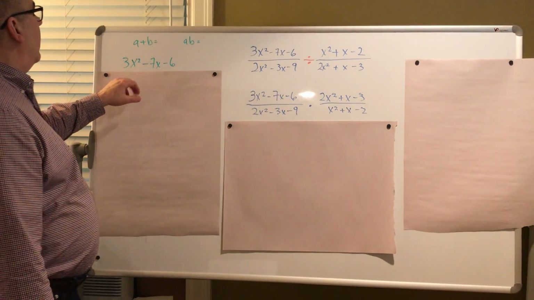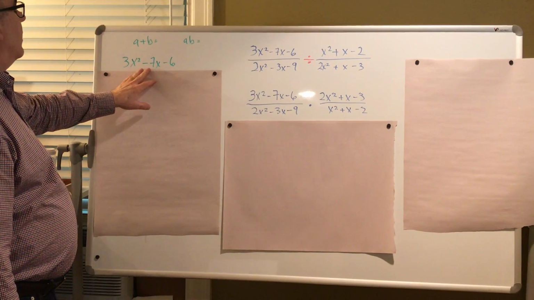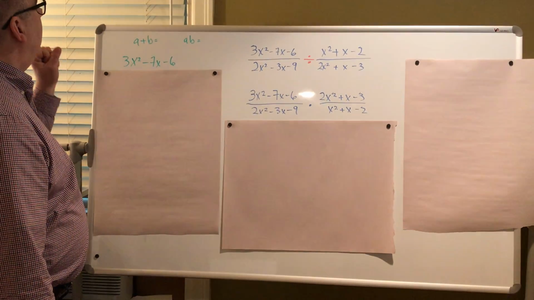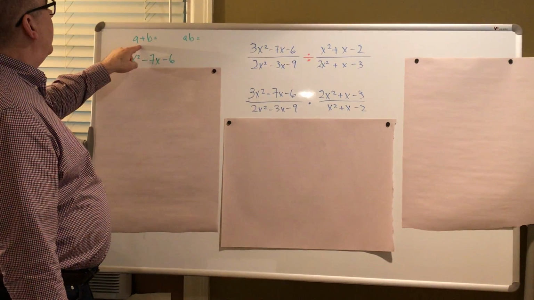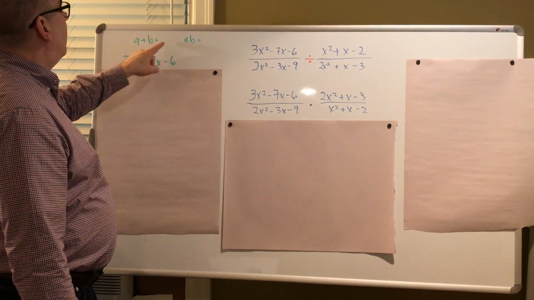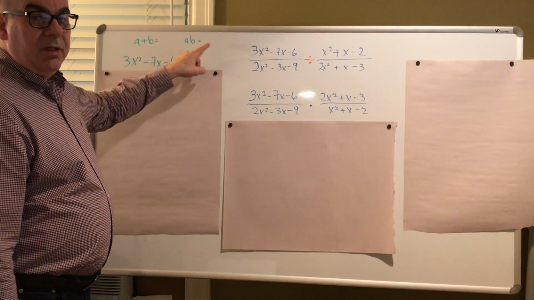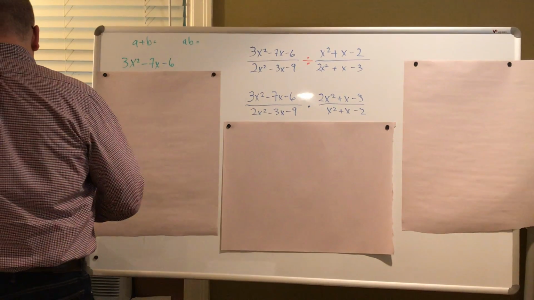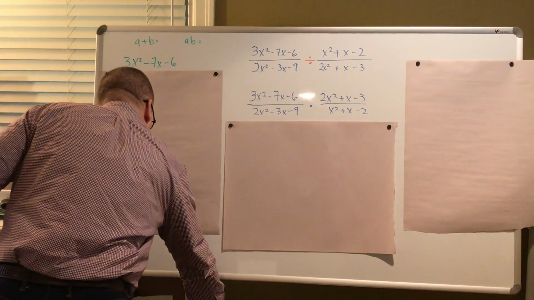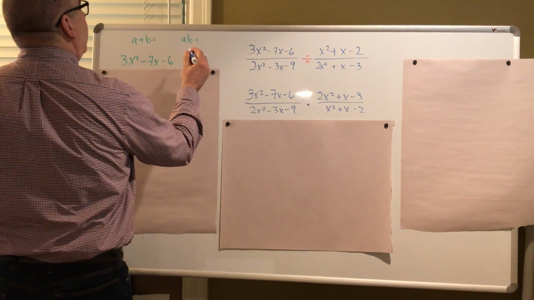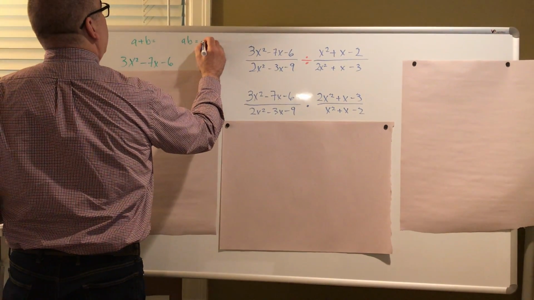We have 3x squared minus 7x plus 6. All of these factorings are going to be by the grouping method. And the grouping method means that we want to find two numbers, a and b, such that a plus b equals something and a times b equals something. In this case, a times b needs to equal 18, minus 18 to be exact.